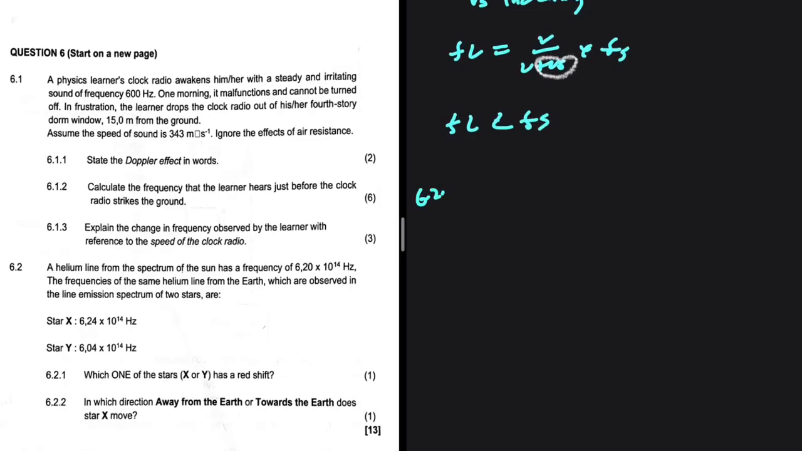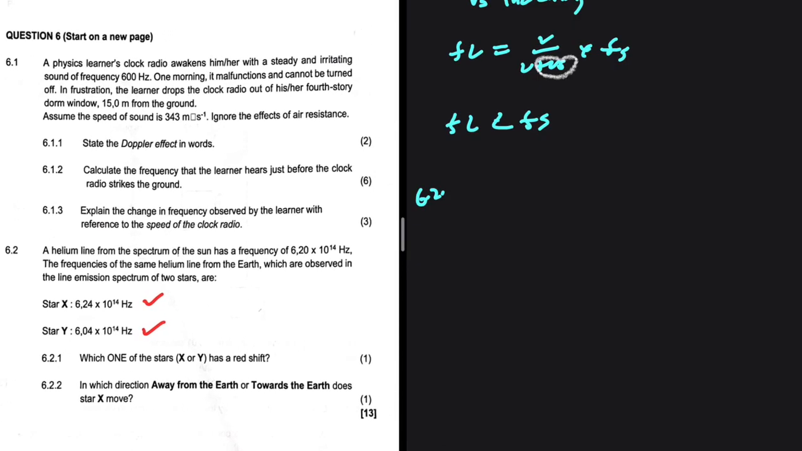6.2. A helium line from the spectrum of the sun has a frequency of 6.2 times 10 to the power 14 Hz. The frequencies of the same helium line from the Earth, observed in the line emission spectrum of two stars, are: for star X, 6.24 times 10 to the 14 Hz, and for star Y, 6.04 times 10 to the power 14 Hz. This is an interesting one because instead of having the wavelength, we are given the frequencies of distant stars. Usually it is wavelength, so it is quite an interesting question.